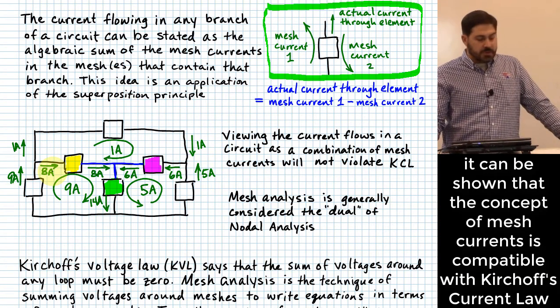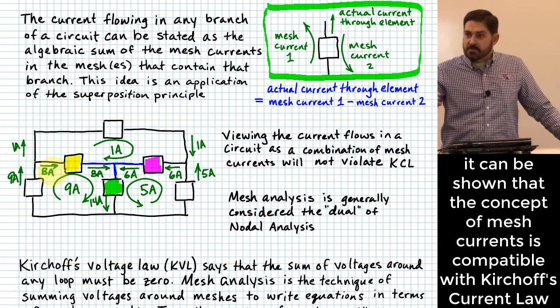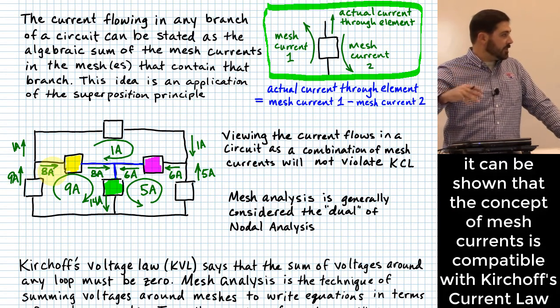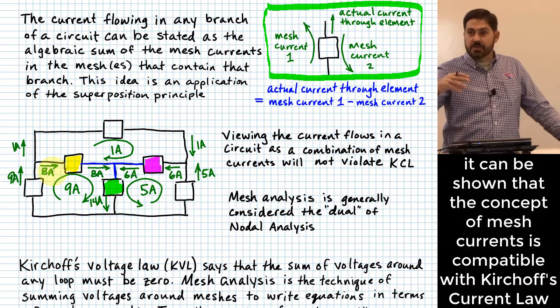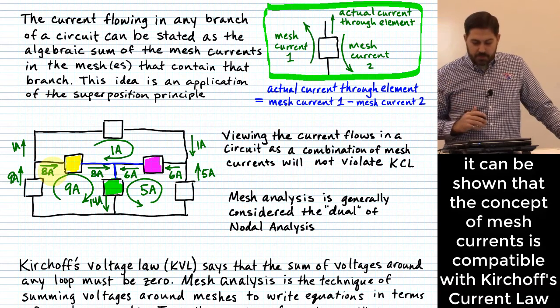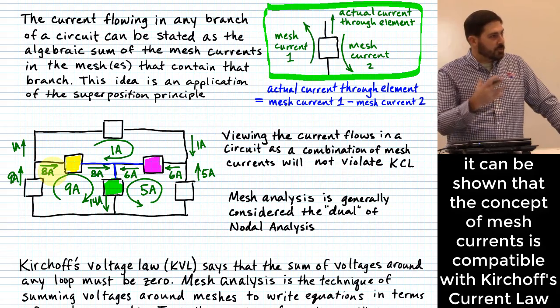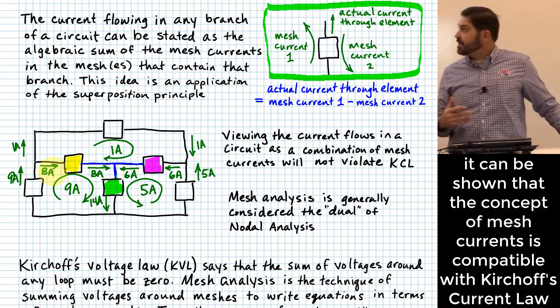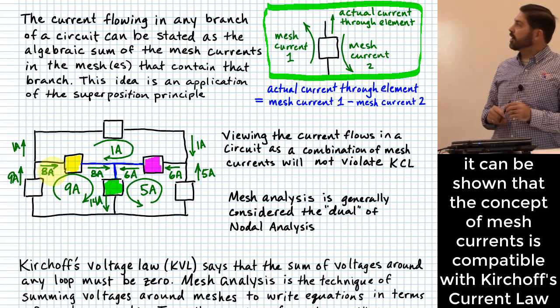Okay, so this is a property of identifying these meshes and then identifying the mesh currents. It just so happens that doing that allows us to satisfy KCL in a different way. Does that make sense? Okay, and I don't want to beat it too much, but this is the basis. We have to be comfortable and agree that this is the way it will probably work.